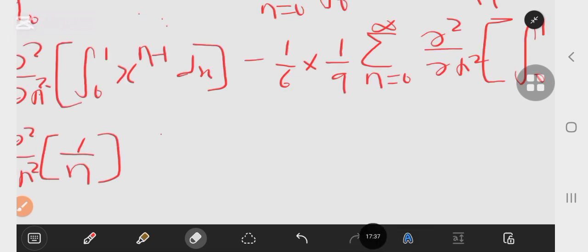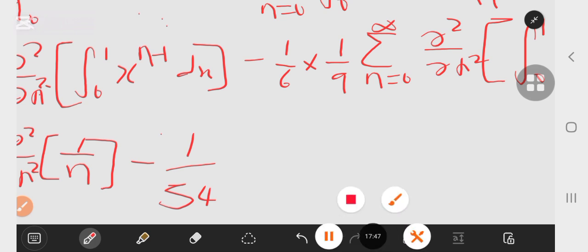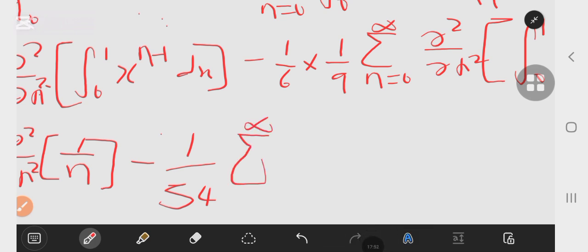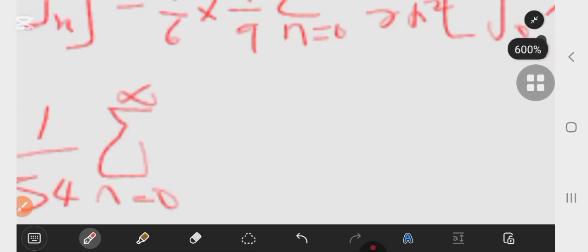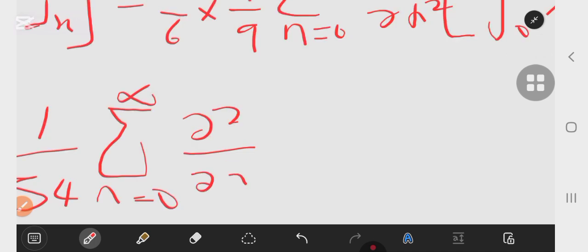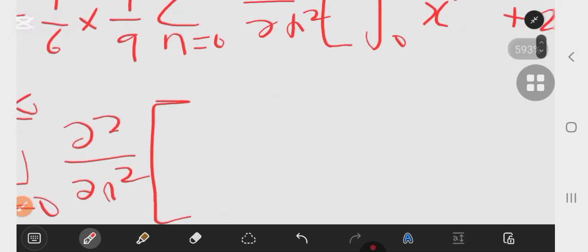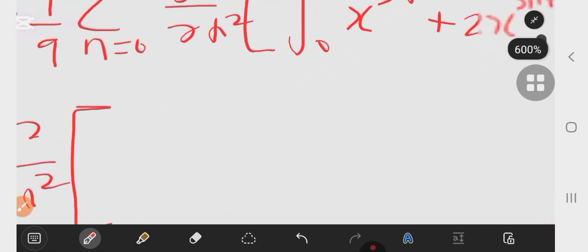9 times 6 is 54. So I have 1 over 54 multiplying the sum to infinity of n from 0, then the double sum, the second derivative d squared over dn squared of, so what will I have here? For the first one, I'll have 1 over 3n plus 1.